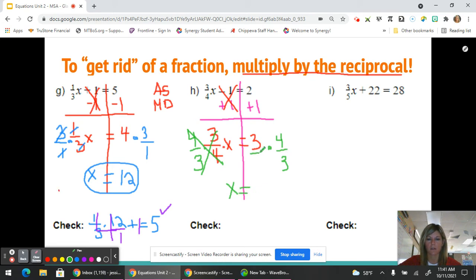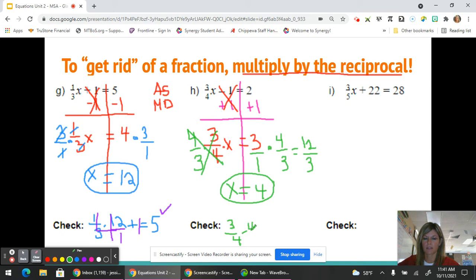equals 3 over 1 times 4/3. So if I go ahead and multiply on the top here, I get a 12 on the top, 3 on the bottom. So 12 divided by 3 is 4. So that simplifies down to x equals 4. Now I can check. 3/4 times 4 over 1. Oops, that's a times. So times 4 over 1 minus 1 equals 2.